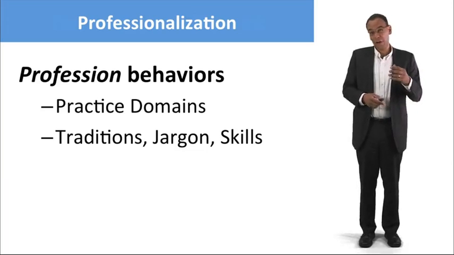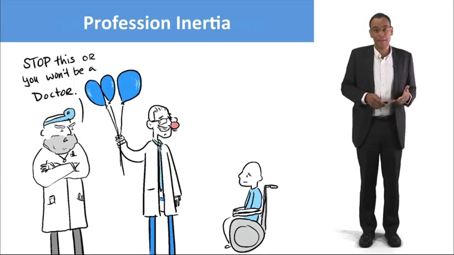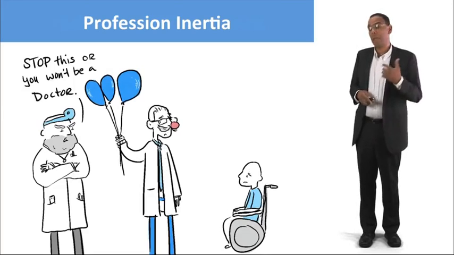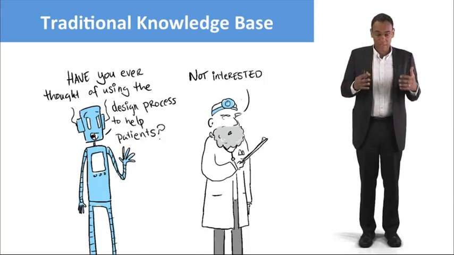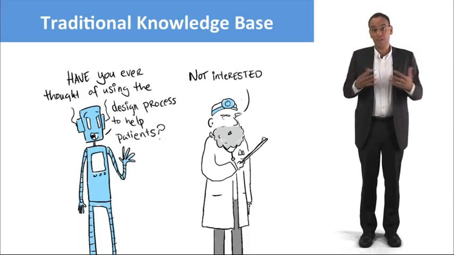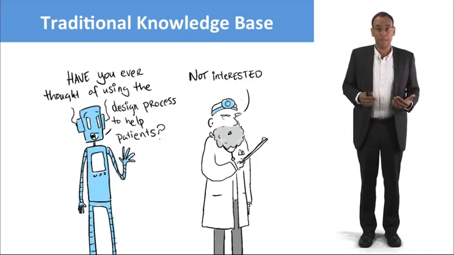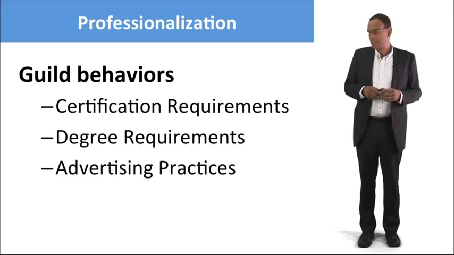And what professions are able to do is control behavior. They get to decide what it means to be a doctor and how you have to behave if you're going to be a doctor, and how you behave to not be a doctor. They have traditional knowledge bases, certain ways of doing things, and certain ways they've been educated to do things. Proposing to do things in a different way may not be in the interest of the profession, and they become not interested in doing things in a different way.